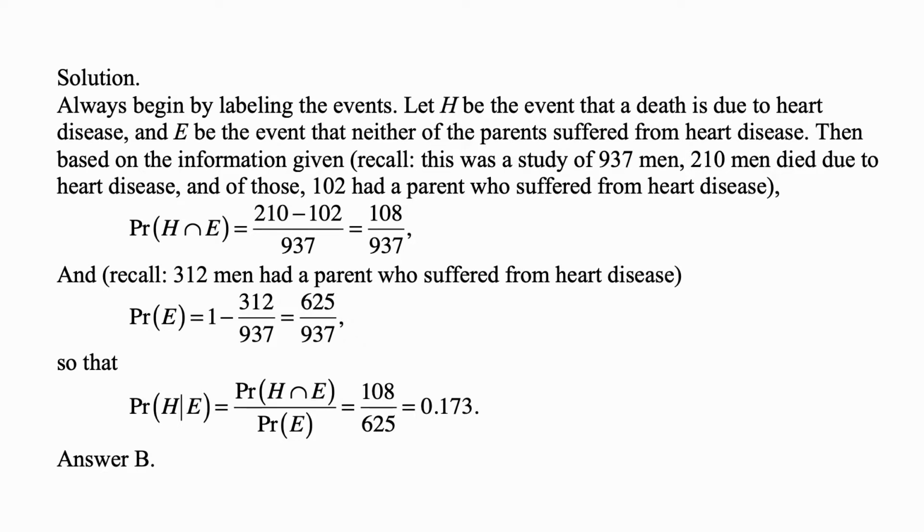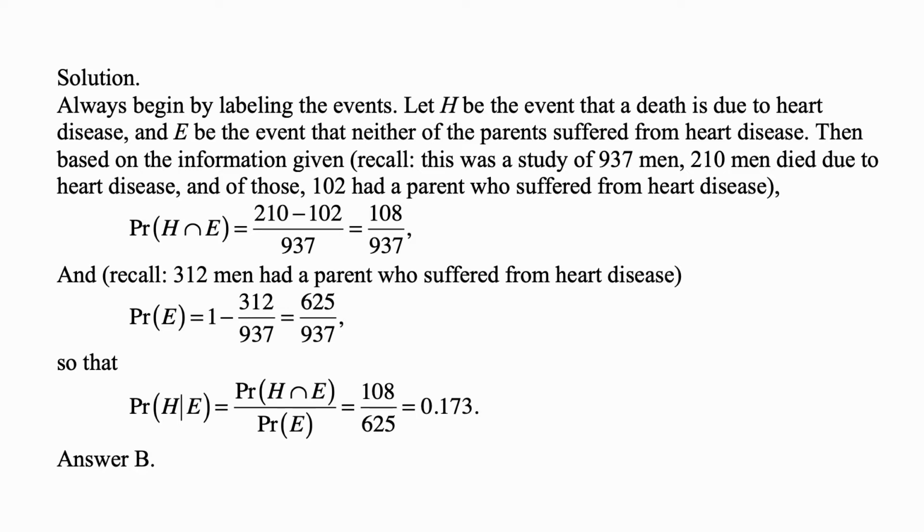Okay, so what's the probability of H intersection E? That is death due to heart disease and neither of the parents suffered from heart disease. Well, how many people are there whose parents did not suffer from heart disease but they died? Well, it's 210 minus 102, so that's 108. And the total number of people in the sample in the group studied is 937. So this is equal to 108 divided by 937.